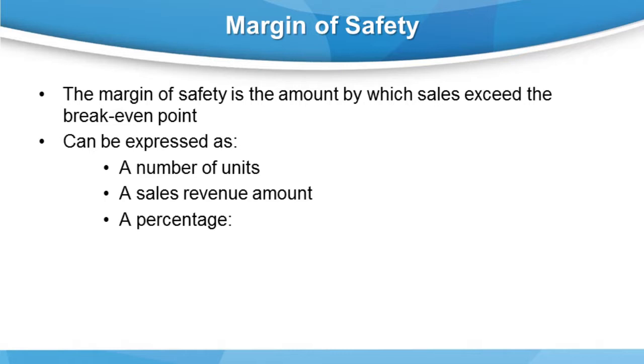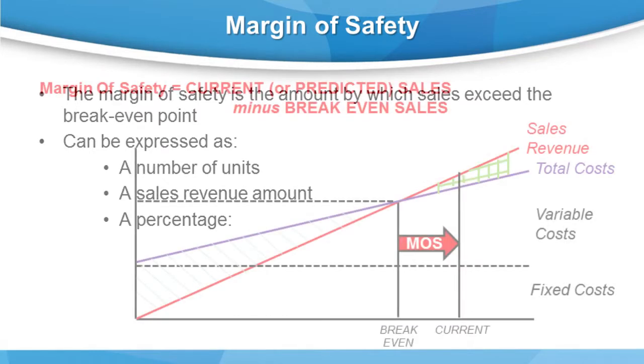Depending on the situation, the margin of safety can be expressed in three different ways: as a number of units, as an amount of money or sales revenue, or as a percentage. You could be asked for any of these in your exam, so you must know how to calculate all three.